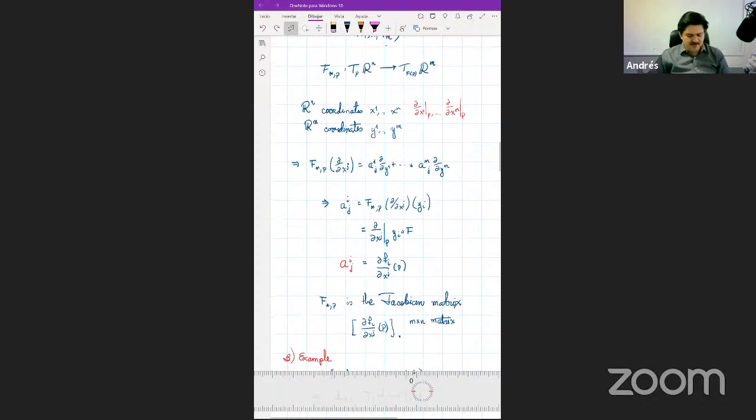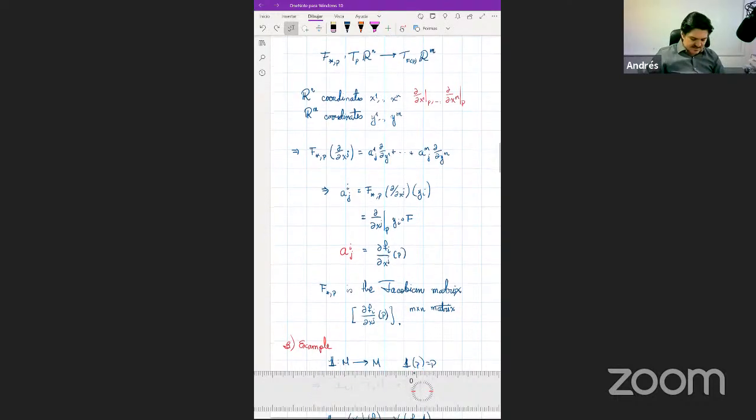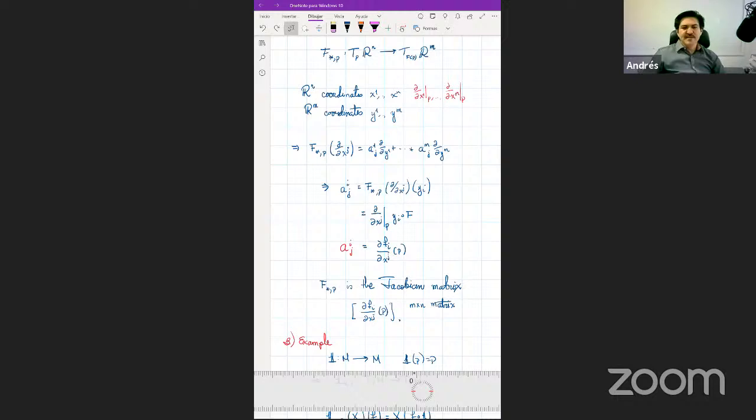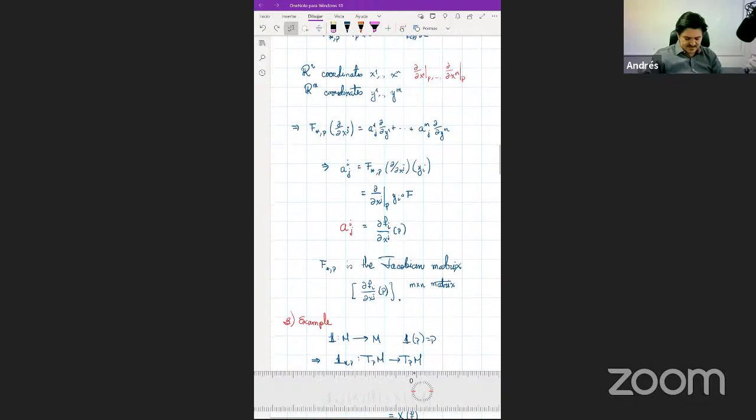Okay, now let's do one more example. Take the identity function on a smooth manifold. And let's compute the differential of this function. It's going to be a linear map between this and this, the same vector space.